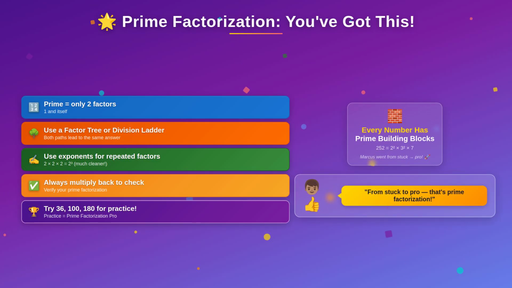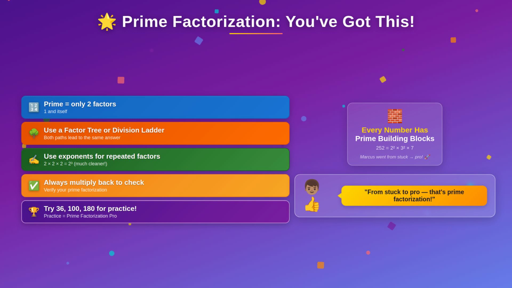Let's recap what we learned today. A prime number has exactly 2 factors, 1 and itself. Prime factorization breaks a number into its prime building blocks. You can use a factor tree or a division ladder. Both work great. Write repeated factors using exponents for the cleanest answer, and always check by multiplying back.